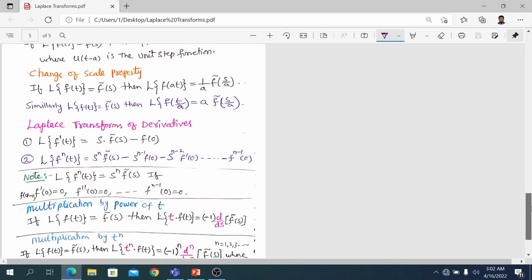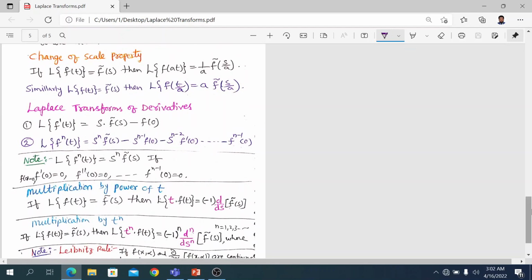Next formulas, change of scale property. If Laplace of f of t is equal to f bar of s, then Laplace of f of at is equal to 1 by a f bar of s by a. Similarly, if Laplace of f of t is equal to f bar of s, then Laplace of f of t by a is equal to a into f bar of as.